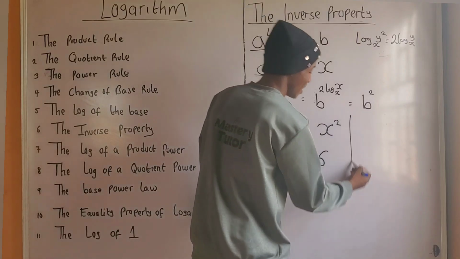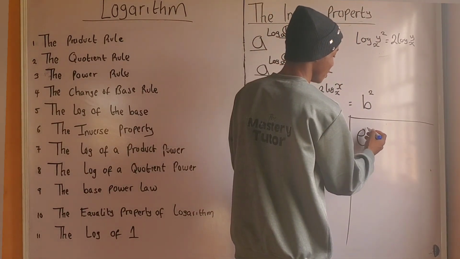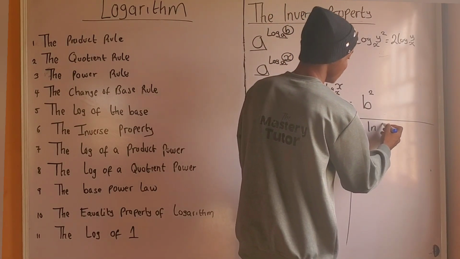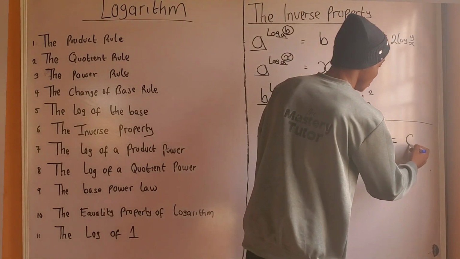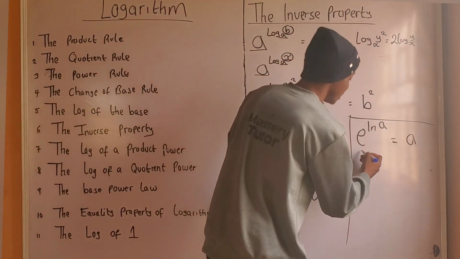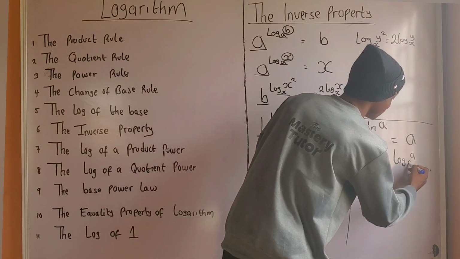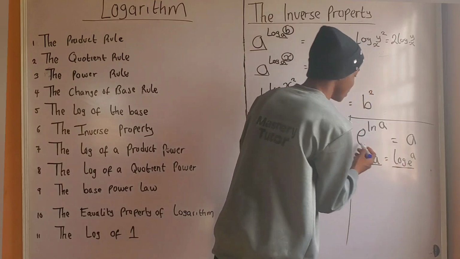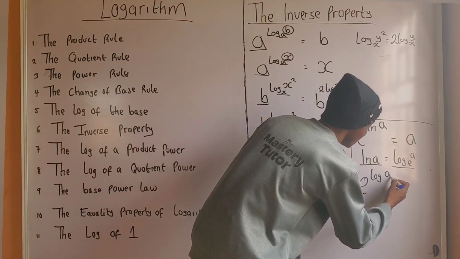So let me quickly test you. What will this one be? Let's say you have e raised to the power of ln A. What will be the answer? The answer here will be A. Do you know the reason? Because ln A is equal to log A base e. Do you understand? And if you substitute the value of ln A as log A base e here, you're going to have e raised to the power of log A base e.